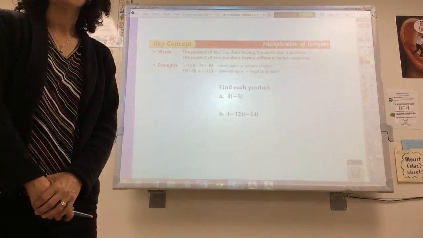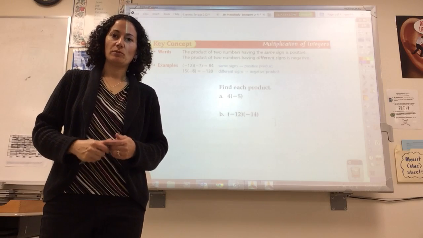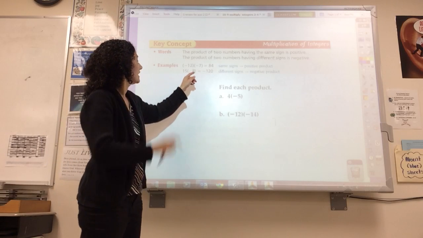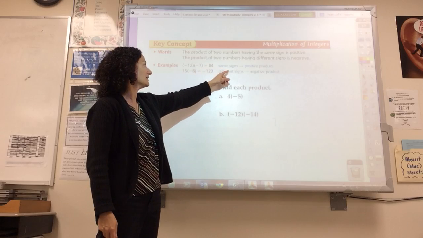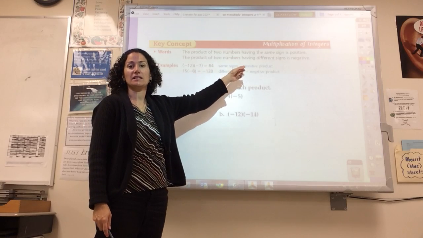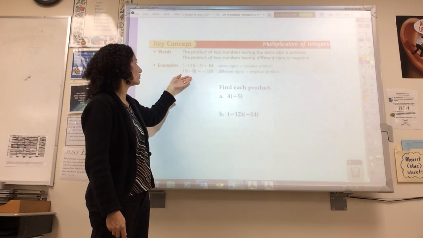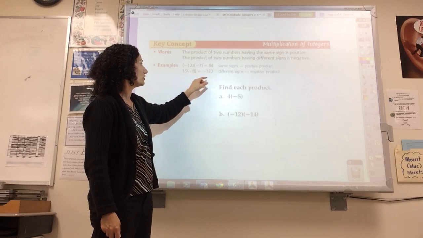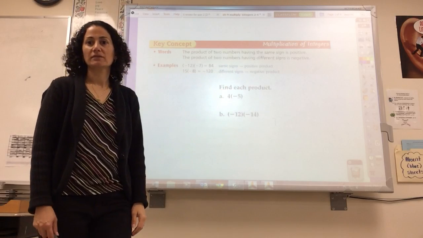I'm going to show you how to multiply and divide integers now. There's a very simple rule for multiplying and dividing integers. It's simply this. If you multiply or divide integers with the same sign, you'll have a positive product or quotient. If you multiply or divide integers with different signs, you'll have a negative product or a negative quotient.